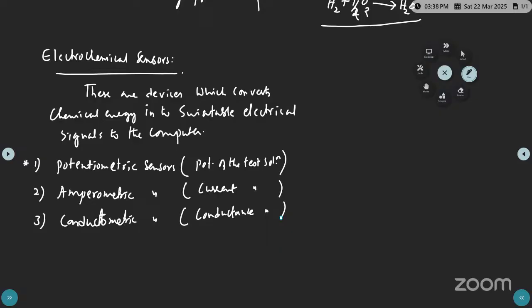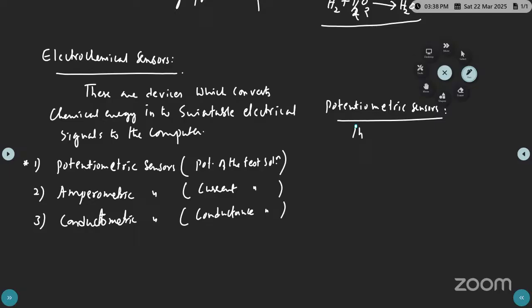Okay, and in this we have only two sensors. One is potentiometric sensors and second one is the amperometric sensors. ఈ రెండు చెప్పుకుంటే ఈ చాప్టర్ అయిపోతుంది, యూనిట్ అయిపోతుంది. ఓకే, what are they? Potentiometric sensors and amperometric sensors. ఫస్ట్ potentiometric sensor చూద్దాం. Potentiometric sensors.